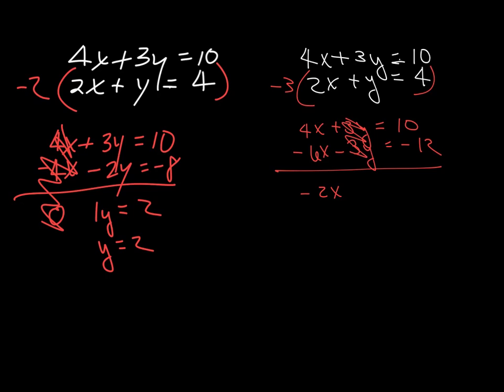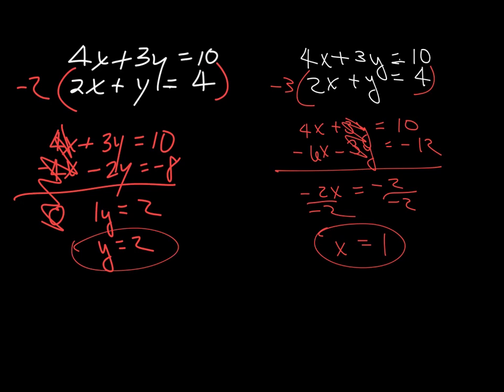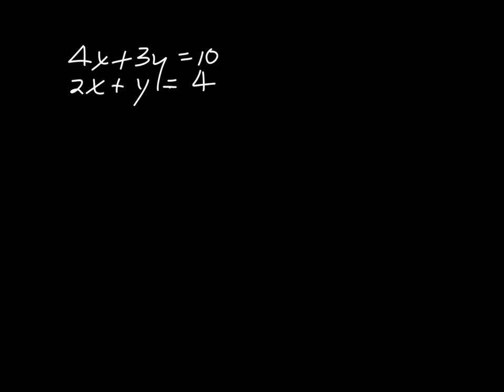Add those together, negative 2x. Those go away because a positive and a negative of the same number is 0. And that equals negative 2. Divide by negative 2, divide by negative 2, and I've got x equals 1, since any number over itself is 1. So there's my x value, and there's my y value. And at that point, I'm done. Alright, let's look at example number 2. They start getting a little bit more challenging, not too much, but just a little.